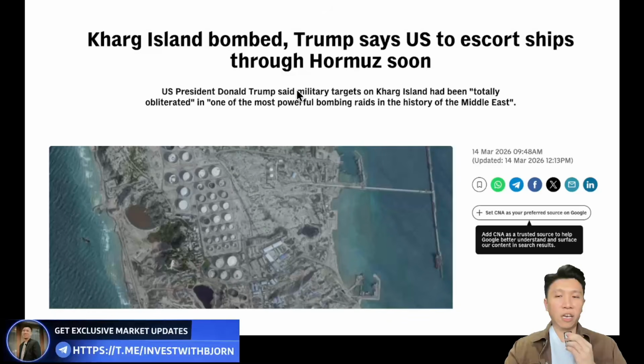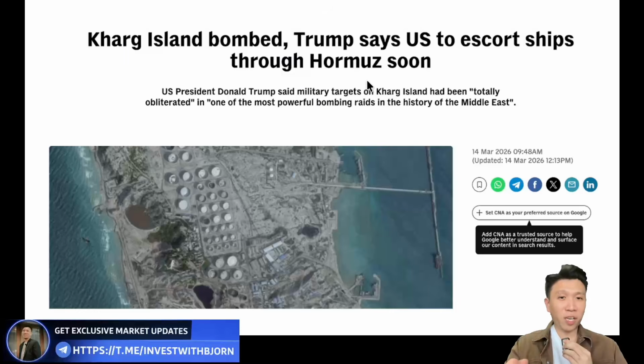Now, this was the biggest news that came right after the market closed on Friday. In fact, Trump has this tendency and habit to release the biggest news right after the market closes. When the US struck Iran, it was also announced right after a Friday market close. So the news is that the US has heavily bombed military targets on Iran's oil hub at Kharg Island, and the US Navy will soon begin escorting ships through the Strait of Hormuz.